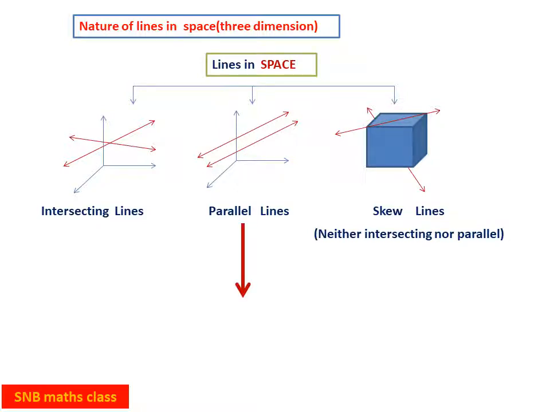Now consider the middle one, that is parallel lines. See, whenever two lines are parallel, the distance between them is constant. Therefore, what we are doing in this class is deriving the distance between parallel lines, so that we will be able to find the distance between parallel lines using the formula. That is what we are going to do in this lesson.